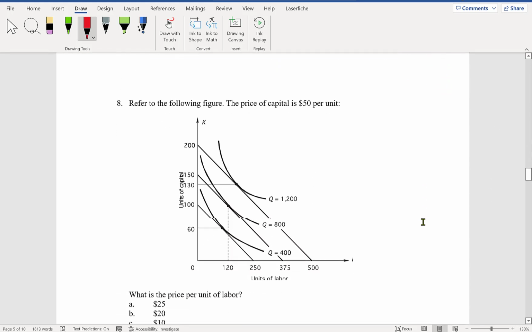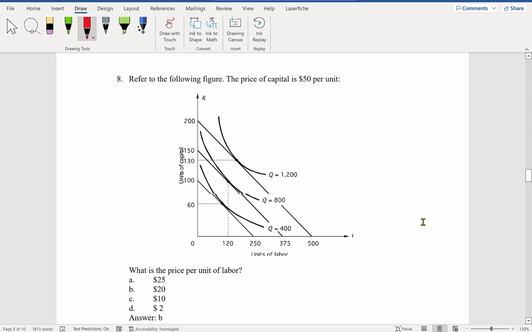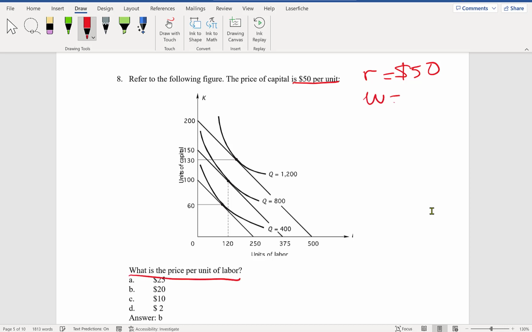Okay. Question number 8. All right, so this is a very common question. And once this question comes, don't be scared. You have all the information you need on this question. Refer to the following figure. Price of capital is $50 per unit. I love to write down everything. R is $50. Okay. What's the price per unit of labor? It's asking me for the wage. You can be like, Dr. G, how can I find this?